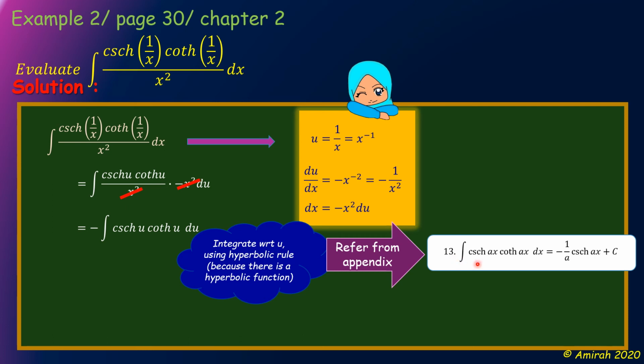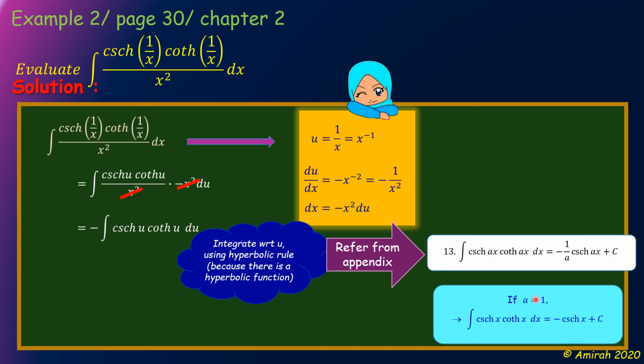Formula number 13: integrate cosec ax cot ax dx equals negative 1 over a cosec ax plus c. If we replace a by 1, we have the integration of cosec x cot x dx equals negative 1 over 1, which is negative cosec x plus c. Now we have the integration of cosec u cot u du. So the final answer is, we still have the negative outside, and then when we integrate cosec u cot u du, we refer to this formula. So the answer is negative cosec u plus c.